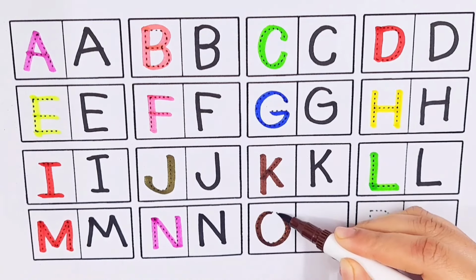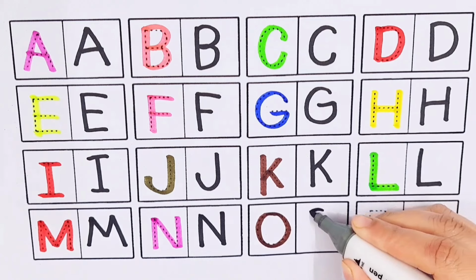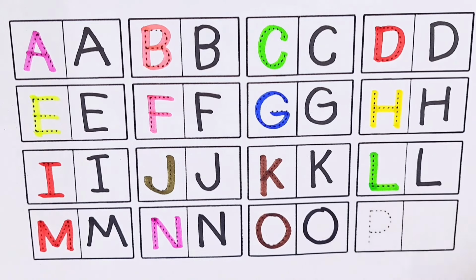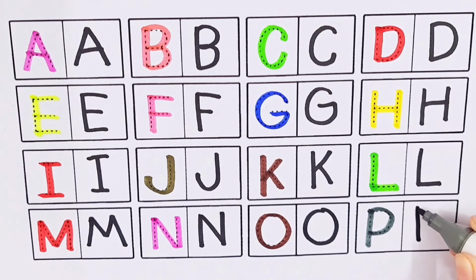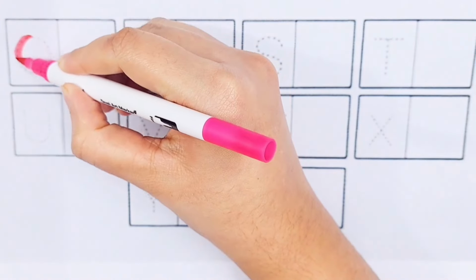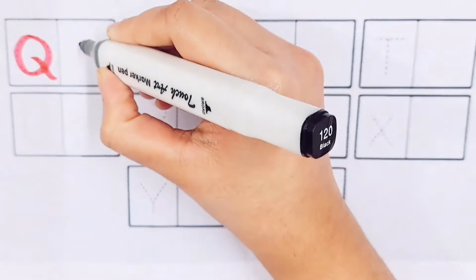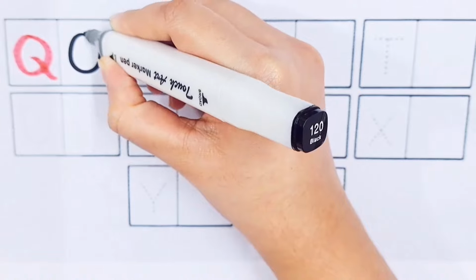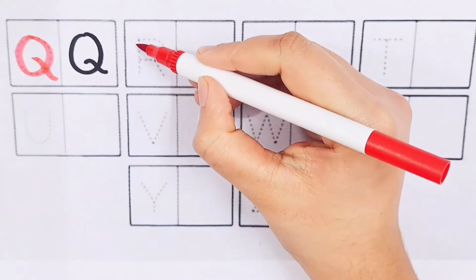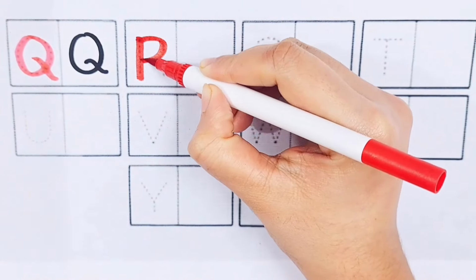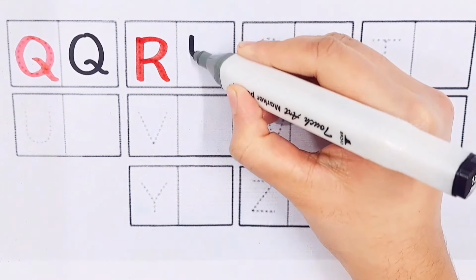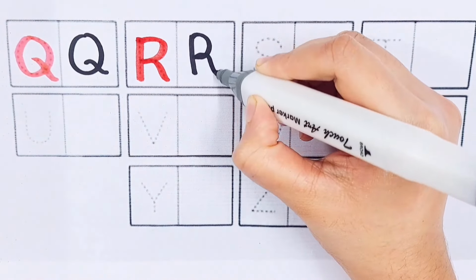O for ox. O for oxygen. P for peacock. P for pencil. Q for quilt. Q for queen. R for rose. R for ring.